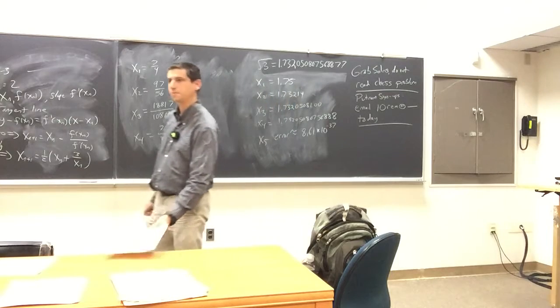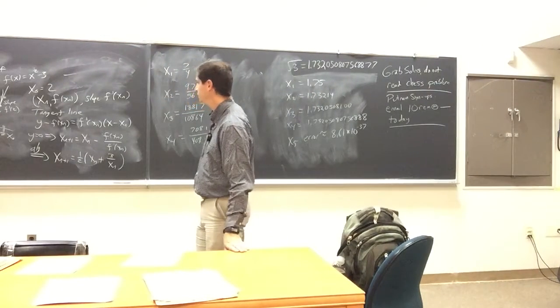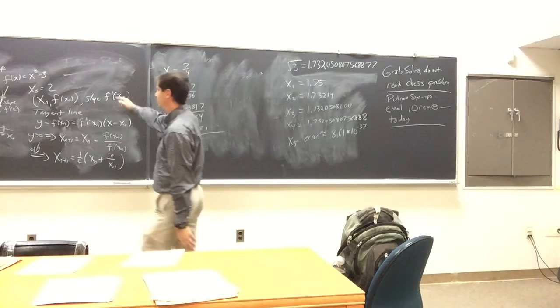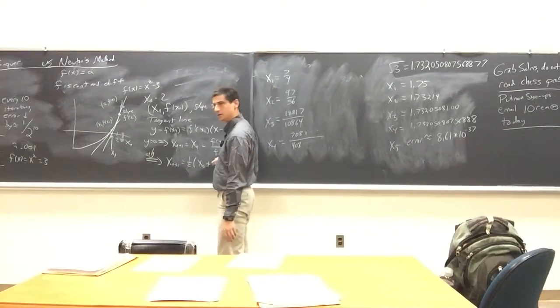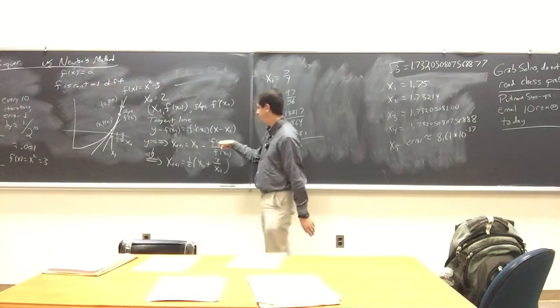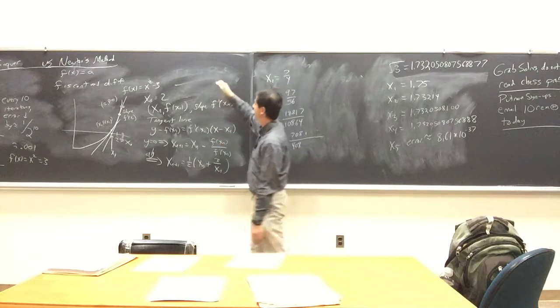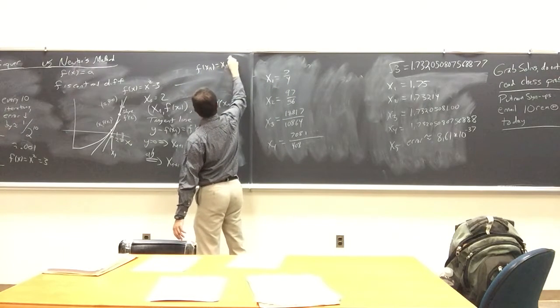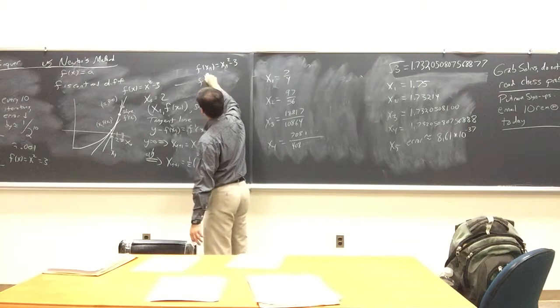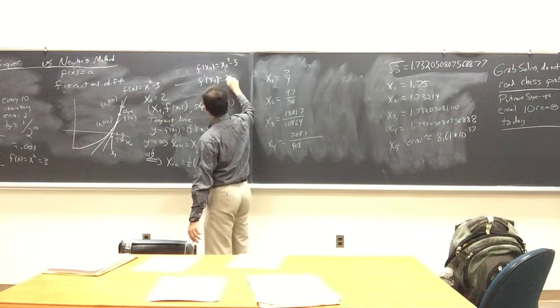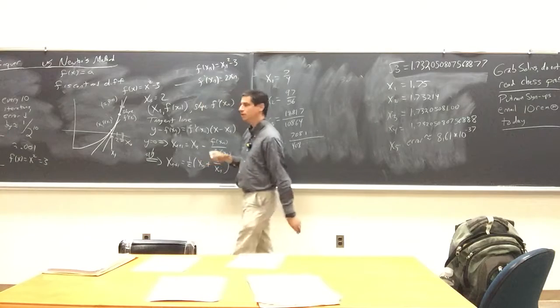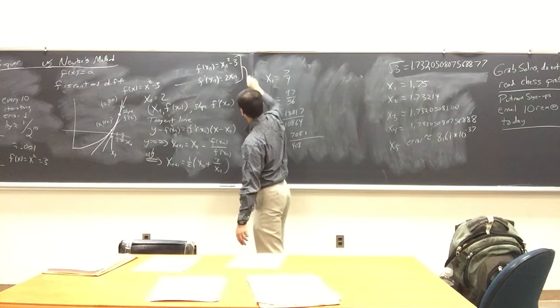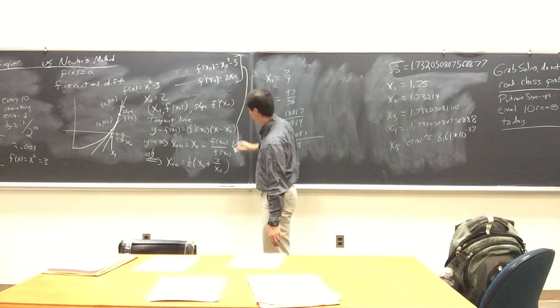Yes? How did you get the 3 in the last equation there? Because that's the limit we're trying to approach. Well, I know what f of xn is. f of xn is xn squared minus 3. f prime of xn is 2xn. You just take these and you just substitute it.